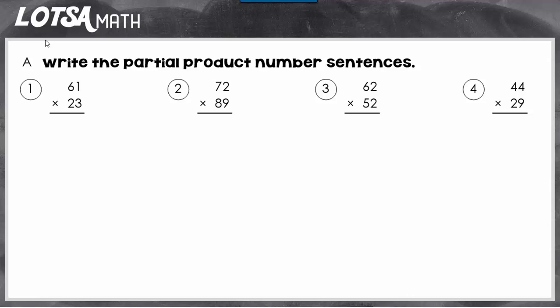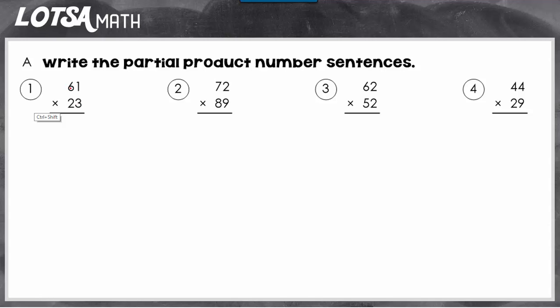These examples are a little bit different than what we've been doing because these are 2 digits by 2 digits. So let's look at the difference and how we would solve that. We have 61 times 23. We're going to multiply the values of the top factor by the values of the bottom factor.